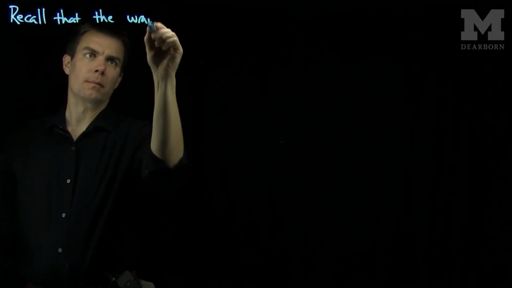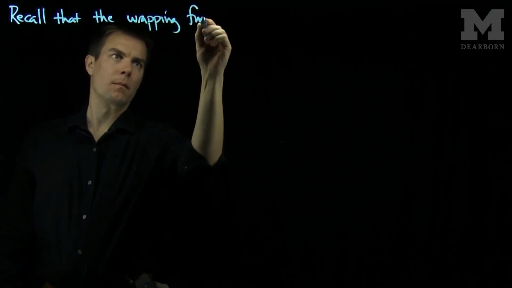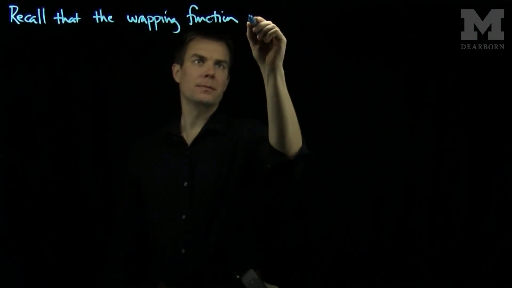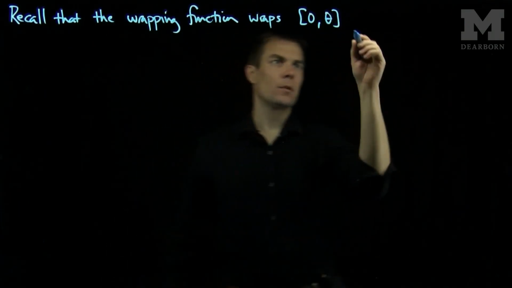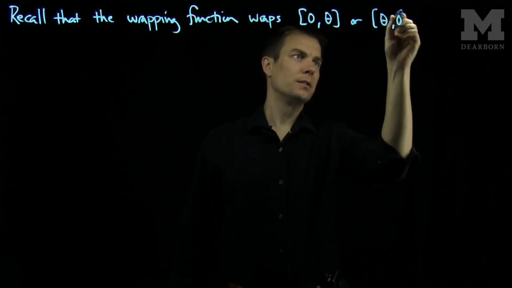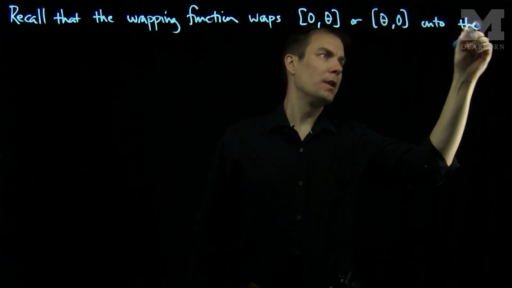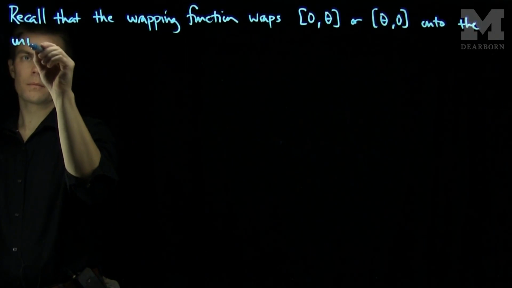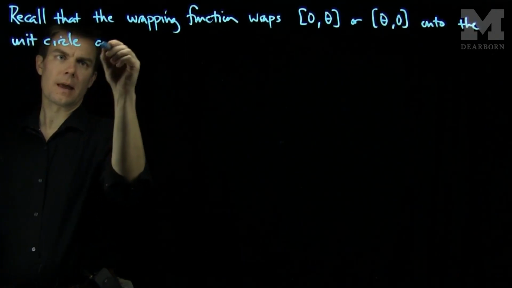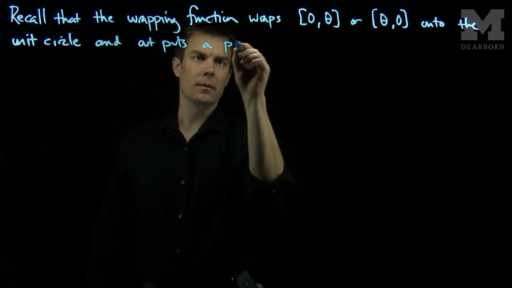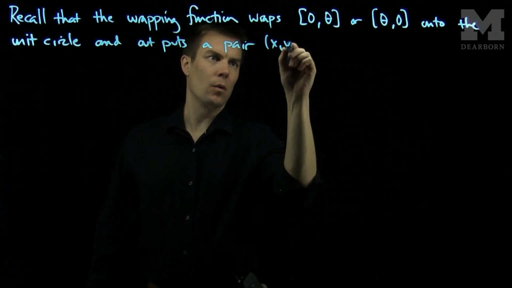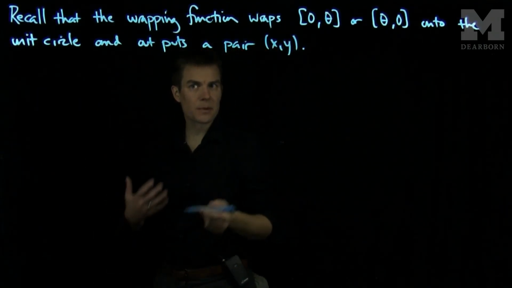Recall that the wrapping function wraps intervals [0, theta] or [theta, 0] onto the unit circle and outputs a pair (x, y). Let's see some examples of computing the wrapping function.